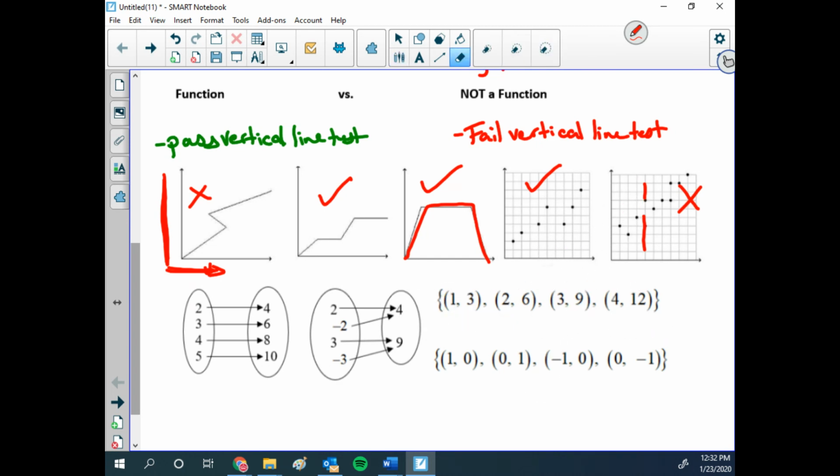The other way to figure out whether or not something's a function or not a function is we have to know the definition for a function. Does anybody remember what it is?